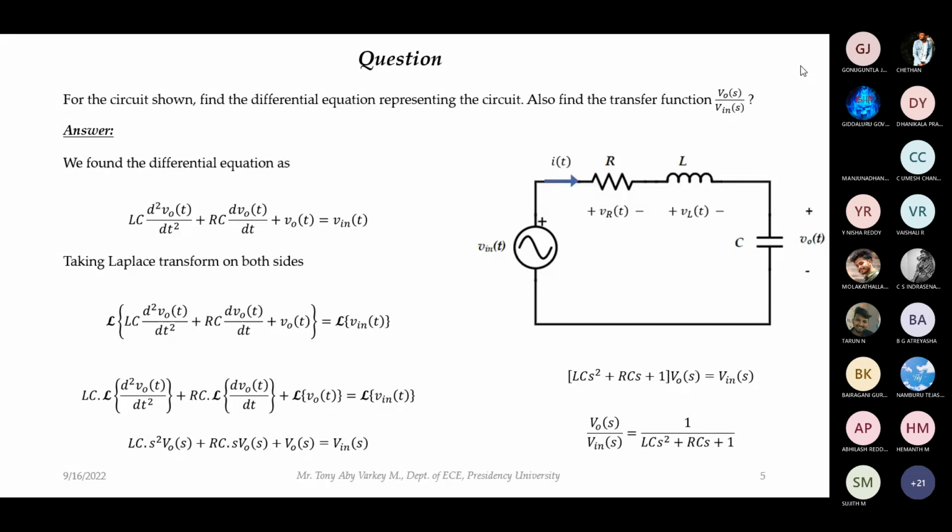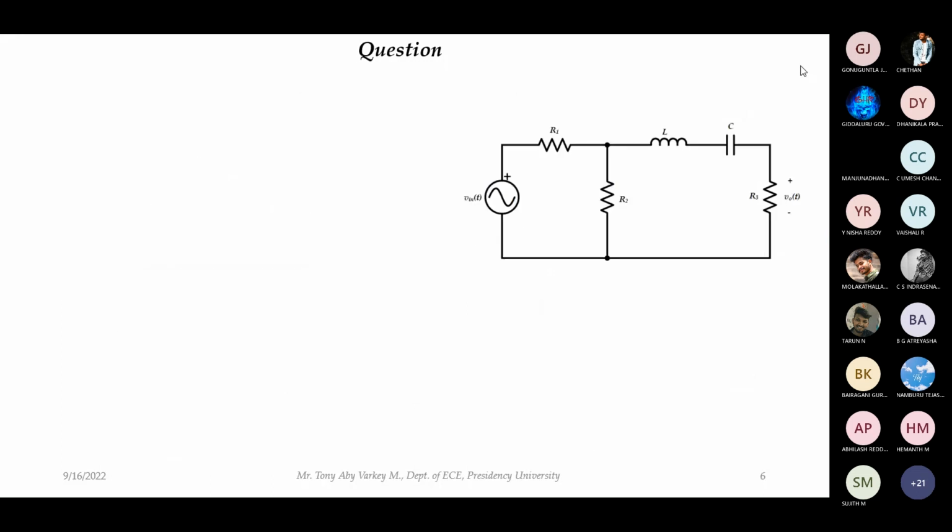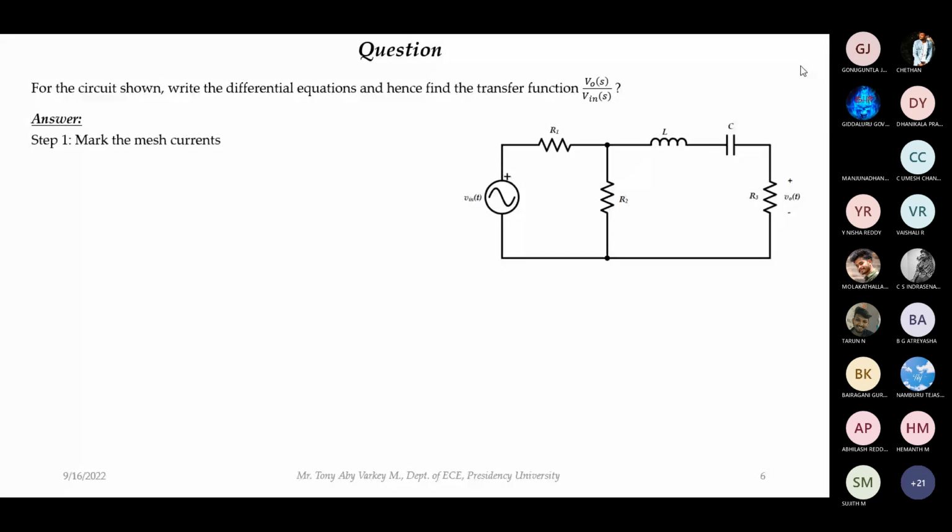Okay. Now let us consider a little more complex problem. For this circuit, we are asked to find the transfer function V output of S by V input of S. For this particular case, I will be using mesh analysis to do the problem. So I hope you know the mesh analysis. Now, in this particular circuit, how many meshes are there?